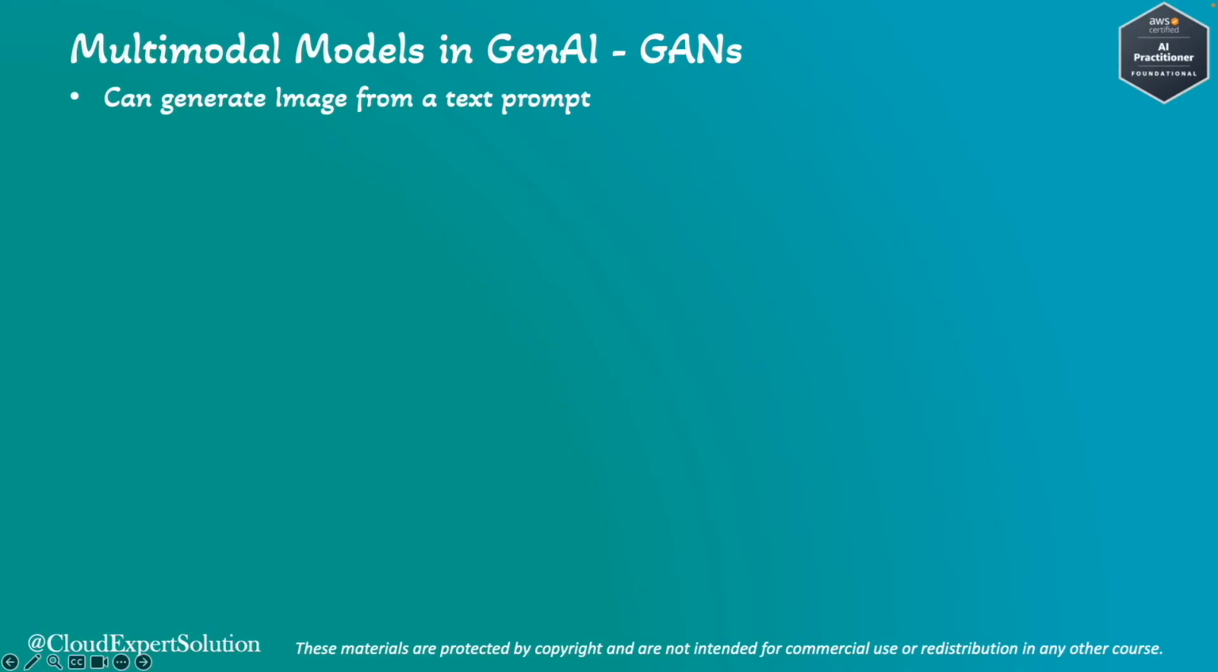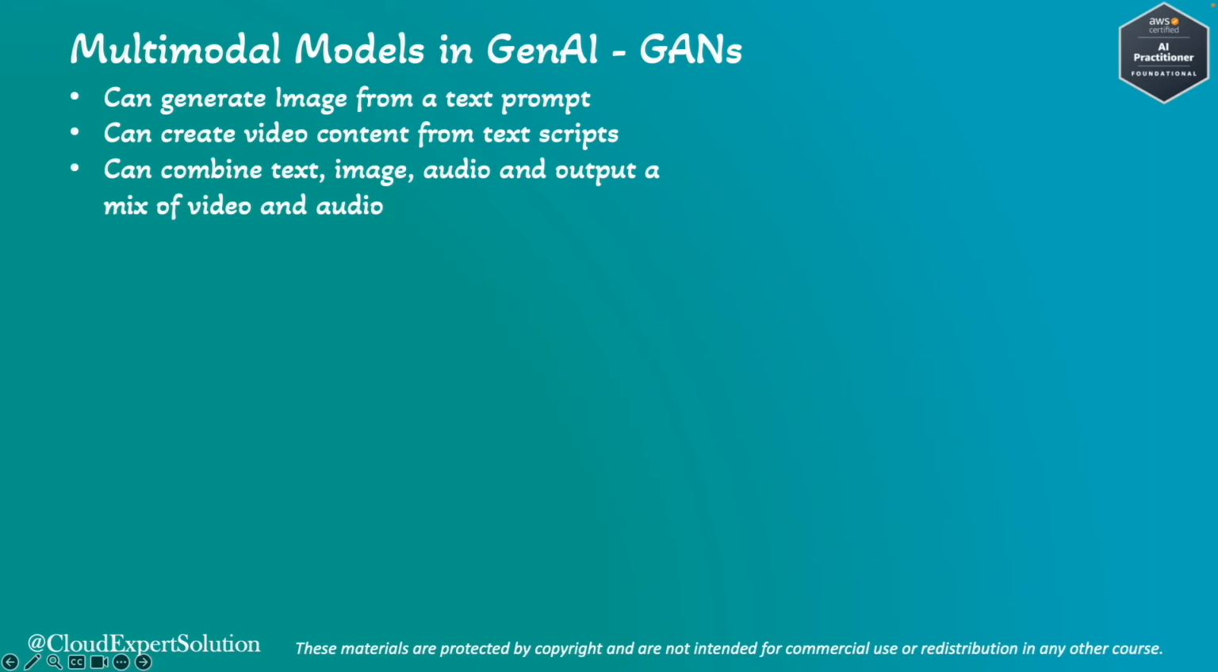Let's review some examples. It can generate an image from a text prompt that you have already seen. It can also create video content from a text script. It can combine text, image, audio, and generate output of a video and audio. Maybe you can feed a text file, a static image, and audio of a person, and you can request to generate a deepfake video for that person. GAN, or Generative Adversarial Network, is one example of the many multimodal models available.